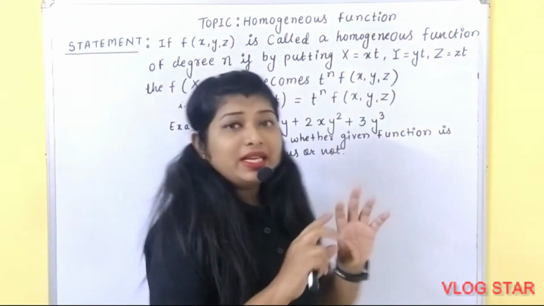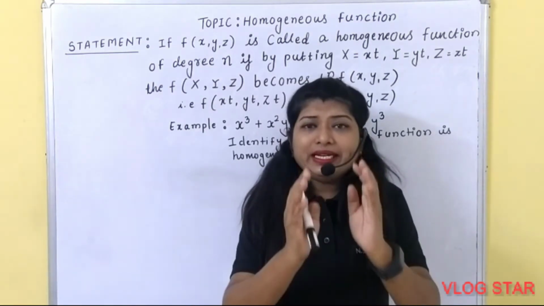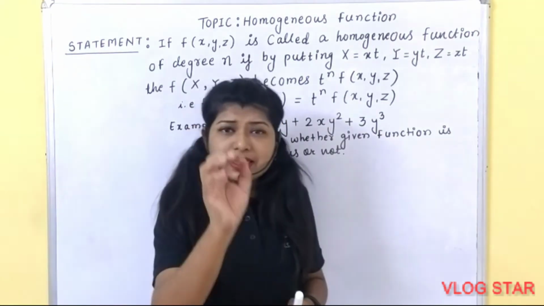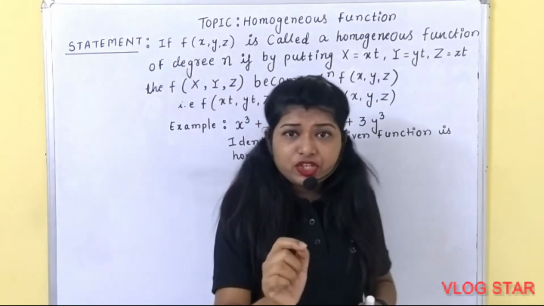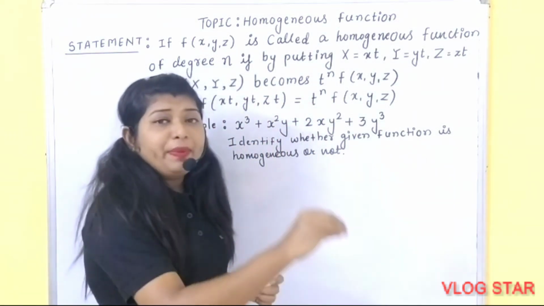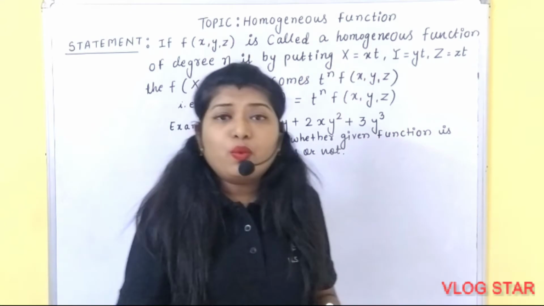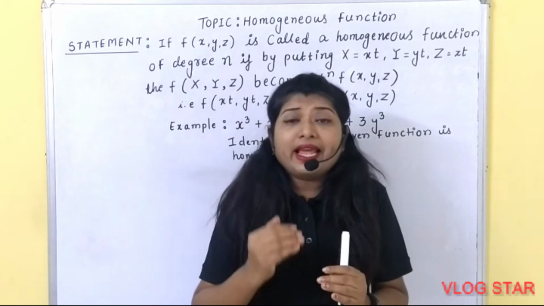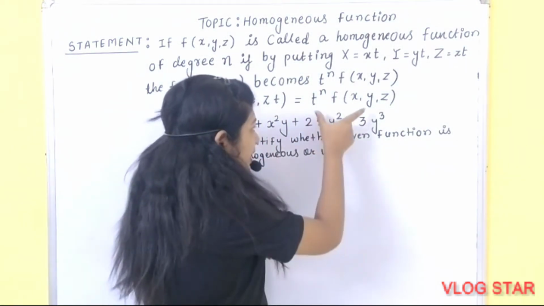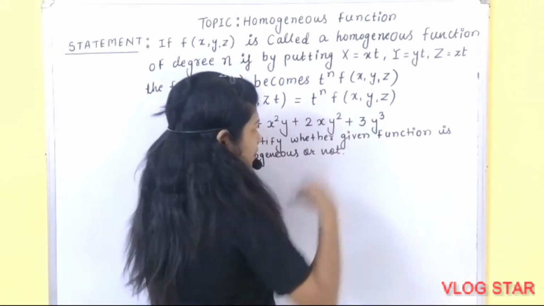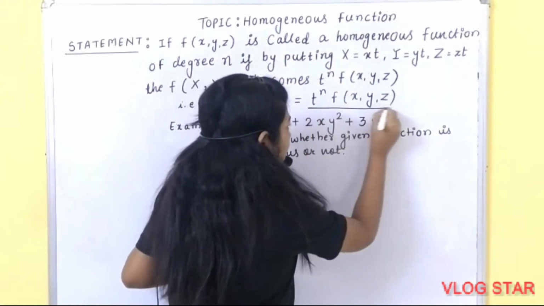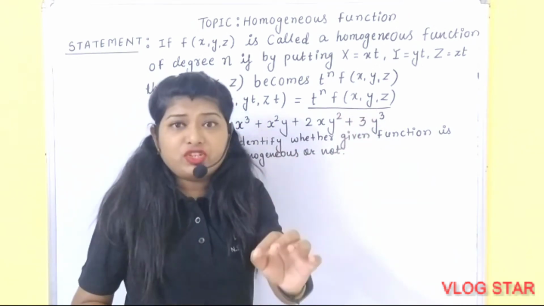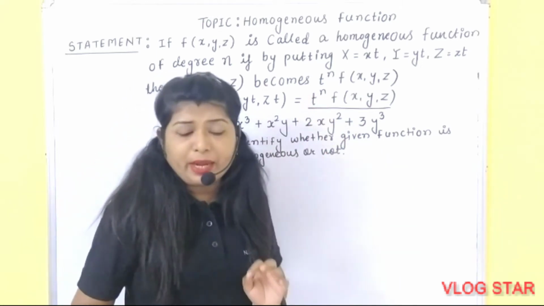Now this statement is quite tedious. So to understand what a homogeneous function is, you have to remember a simple condition. We need to substitute capital X equal to xt, capital Y equal to yt, and capital Z equal to zt, and then check whether you are getting the final answer in this format, that is t raised to n f of x comma y comma z, where this is the given function and n is the degree of that particular function.